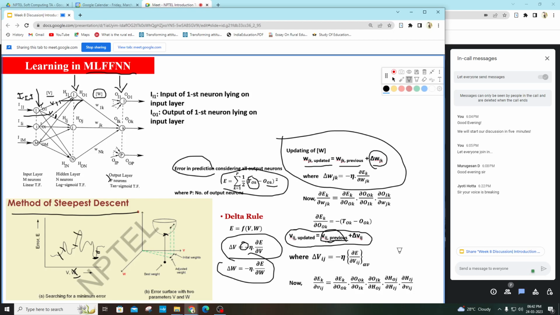Yes, sir. Those things are clear, what are the mathematically derived formulas. But I did not get what the steepest descent is. What is the meaning of that word?